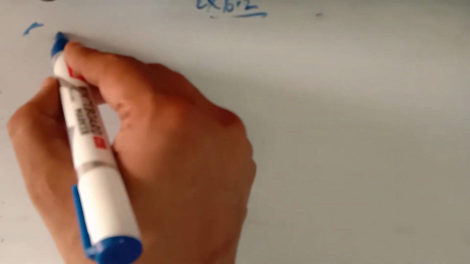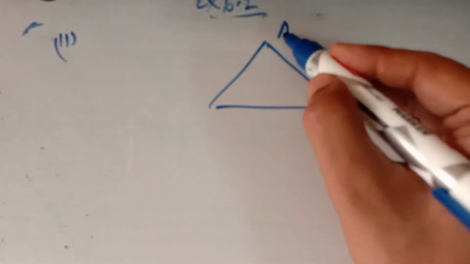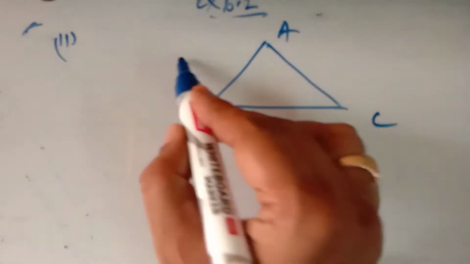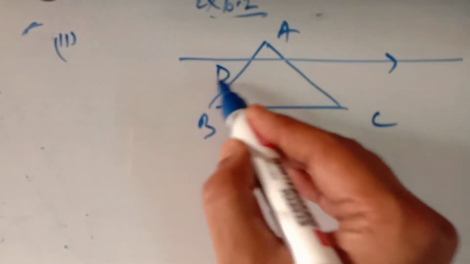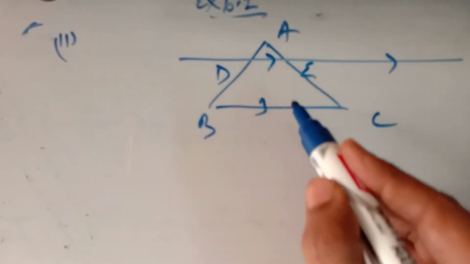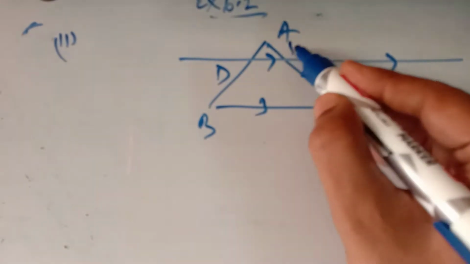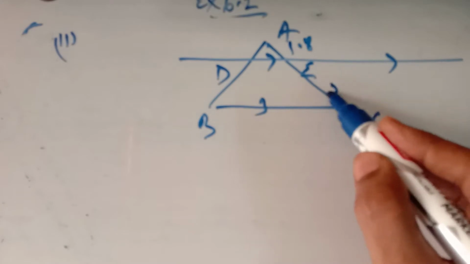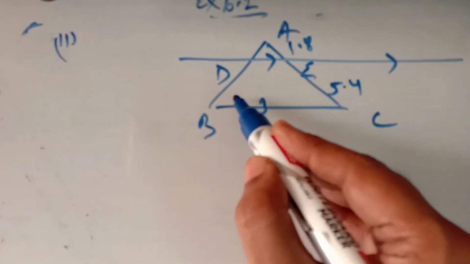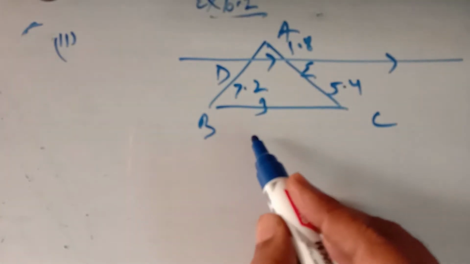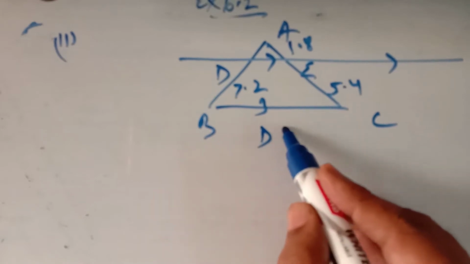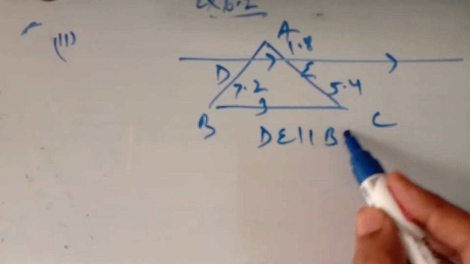Similarly, in question number 1, second part, we have the triangle ABC and there is a line DE parallel to BC. It is given as 1.8, this is given as 5.4 centimeter, and this is given as 7.2 centimeter. So DE is parallel to BC.